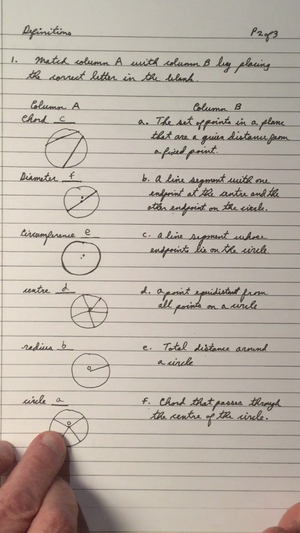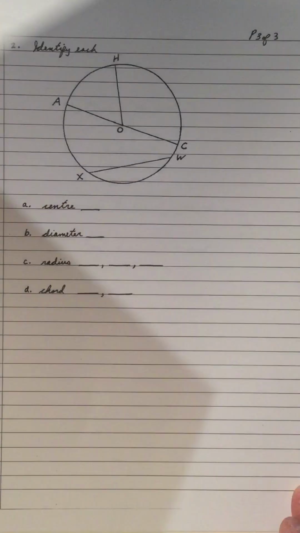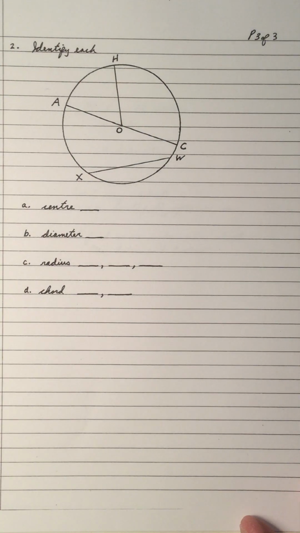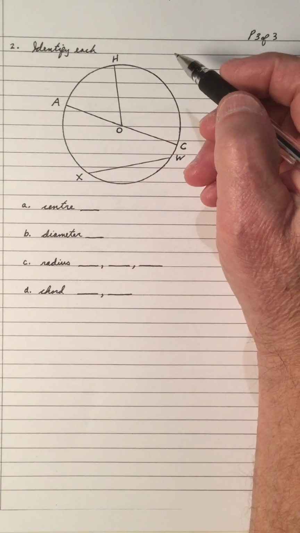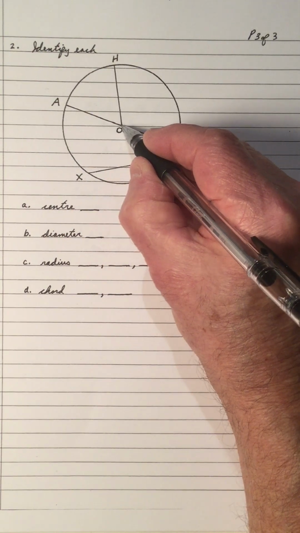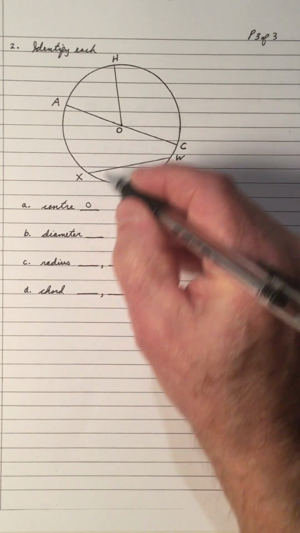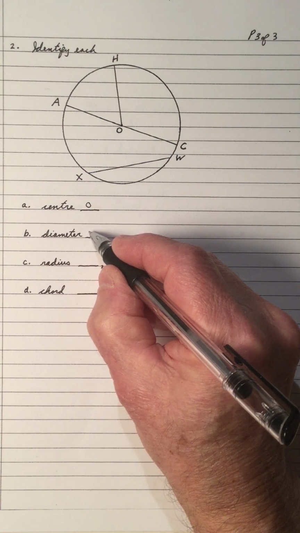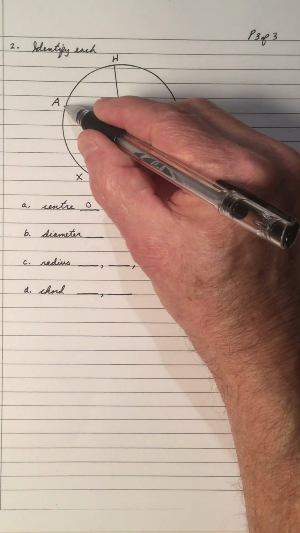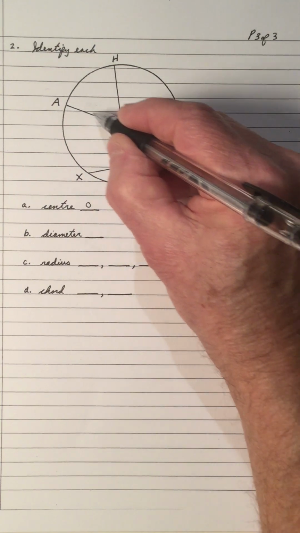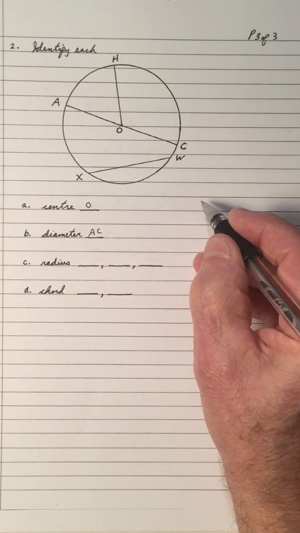Okay, now that I defined some of the terms that I'm going to use in these first few videos, let's identify each using this circle I have here. The center of this circle is right here. The center is O. And the diameter is a chord that passes through the center. So this is a chord. A, C lie on the circle passing through the center. So the diameter is AC.